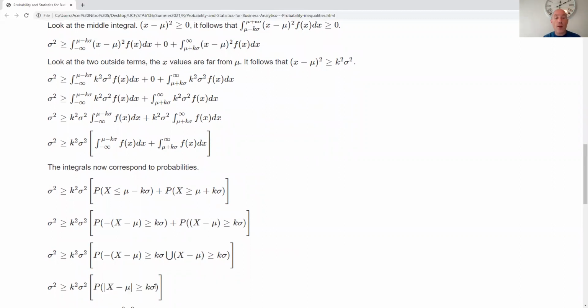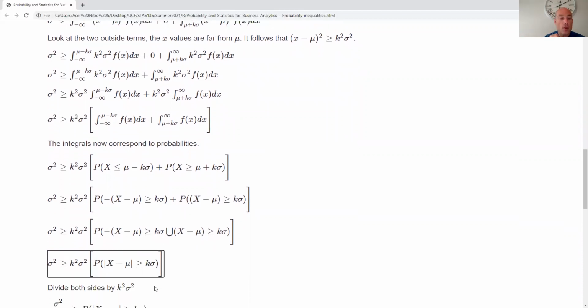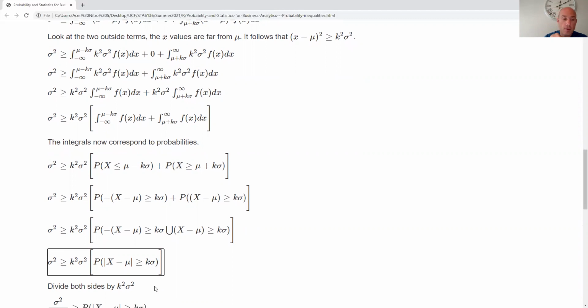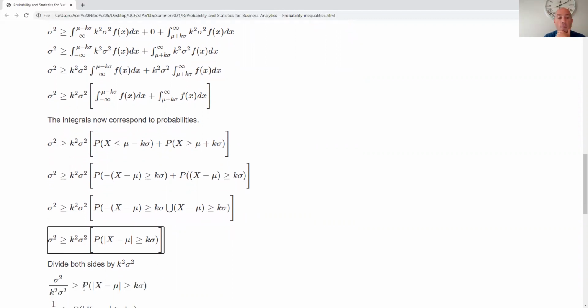Boom. All right, so now I've made this a much simpler statement, you'll notice. Here, it's a relatively simple thing to be looking at, but let's take it a little bit simpler. Let's make it as simple as possible. I'm going to divide both sides by k squared sigma squared. Now I have the probability by itself, and I have a bound on it.